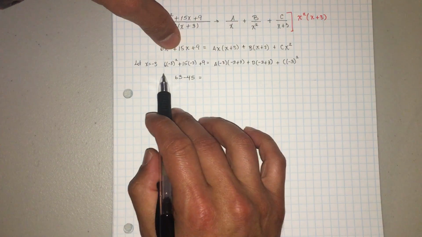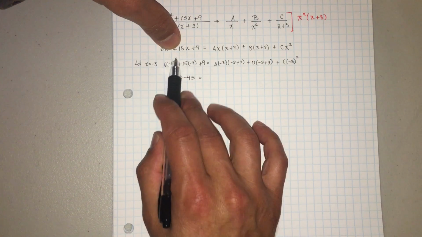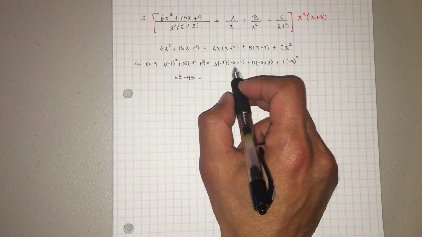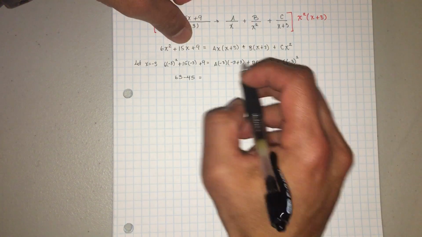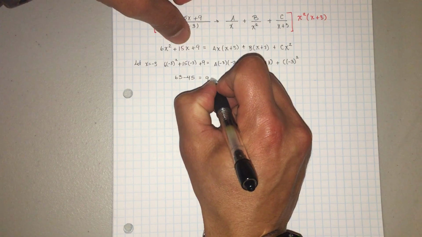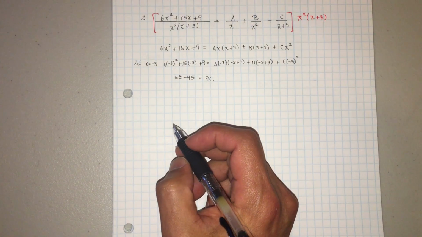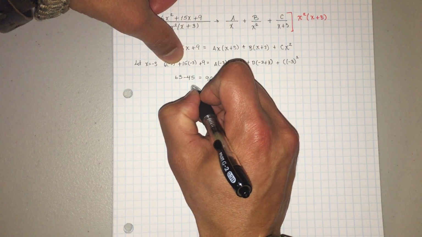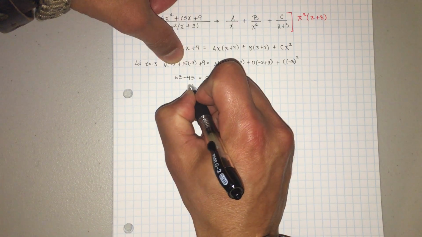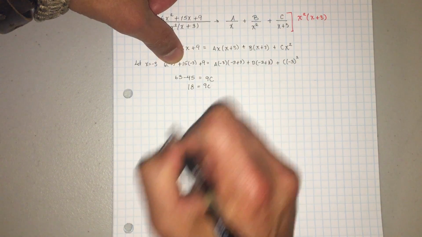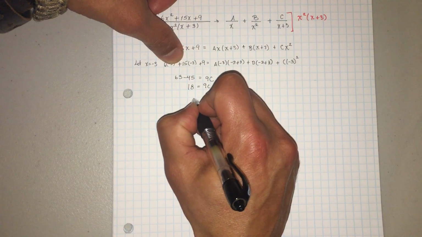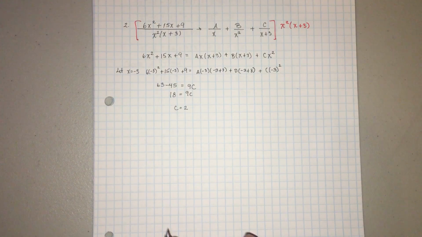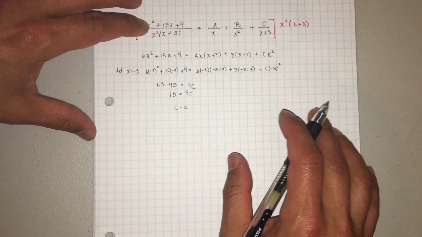I just did plus this one. Okay, I got 63 minus 45. Over here, -3 plus 3 is 0, and this becomes a 0. This becomes a 0. This is left with 9C. 63 minus 45, what is that? 18. Okay. 18 equals 9C. So now C is equal to 2. Nice. Now that I have C, let's go ahead and do the other ones.